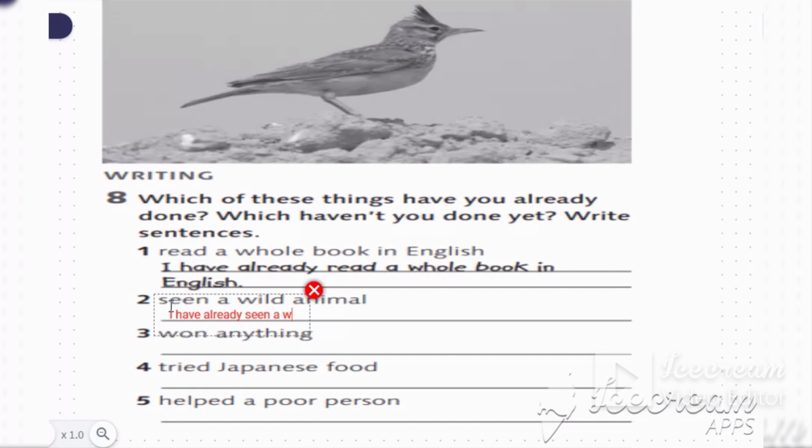Okay, I've already seen a wild animal. And pay attention, I will grade you on punctuation. Won anything, have you ever won a prize? Of course, pay attention, the verb they give you is a past participle, the third form. Okay. I've never or I haven't won anything yet. So you will answer 4 and 5.